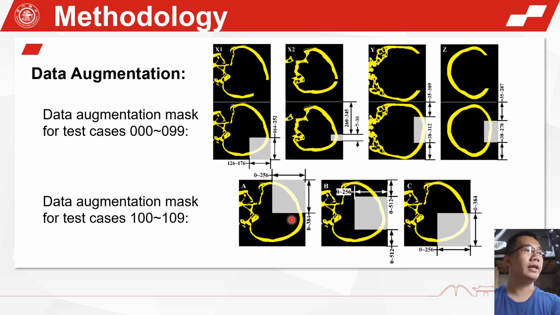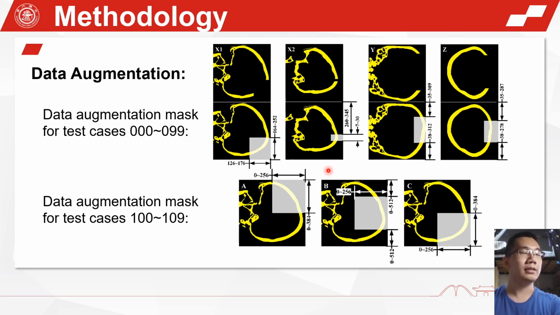In order to gain better inpainting performance for all the 110 cases, different mask generation schemes are used for the first 100 testing cases and the last 10 testing cases. For the first 100 testing cases, slices of different axes have different mask generation schemes, 2 for the x-axis and 1 for each other.